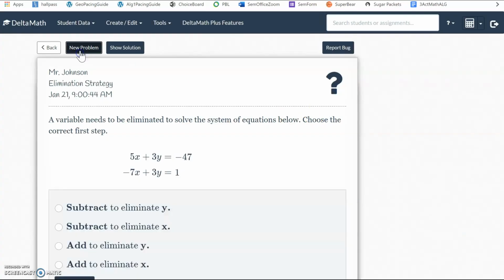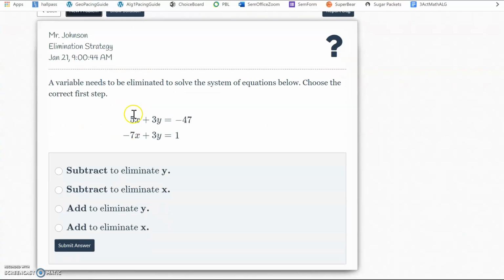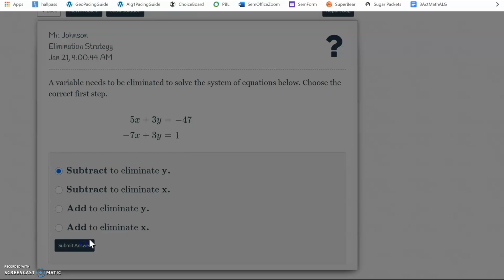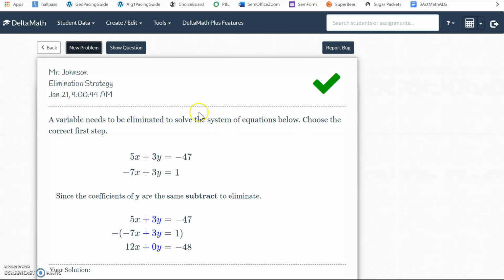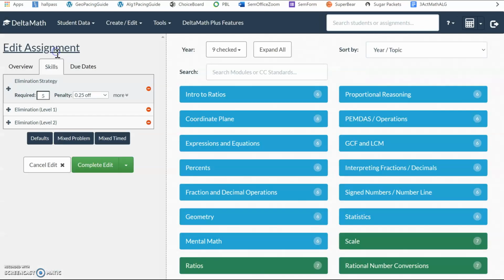One more. If I add, it doesn't eliminate. These are the same sign. We want opposites, so if they're the same sign, you're going to have to subtract to eliminate. If we switch the signs at the bottom, that's what subtraction does, then it'll eliminate the y's. So subtract to eliminate the y's. All right, so that's your first task.